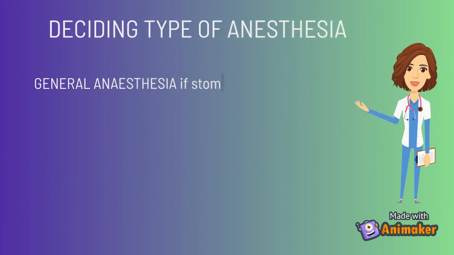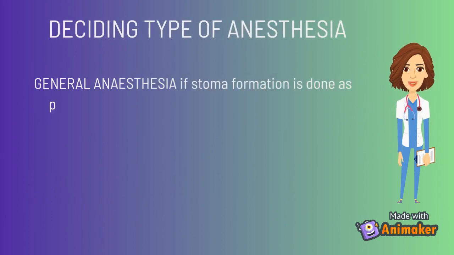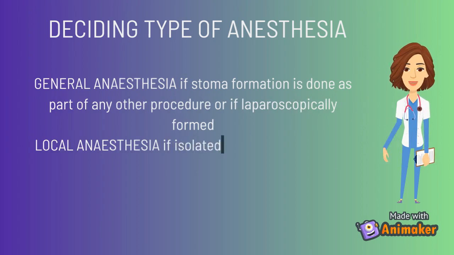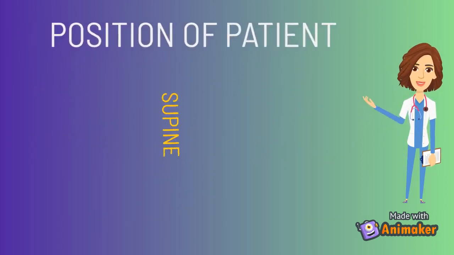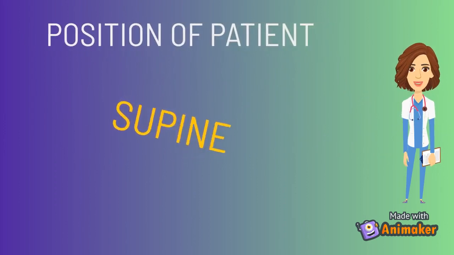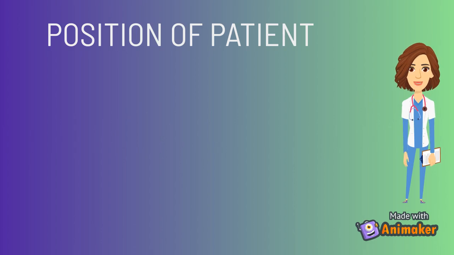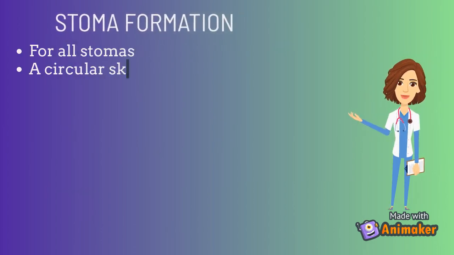Deciding the type of anesthesia. General anesthesia is given if the stoma formation is done as part of any other procedure or if laparoscopically formed. Local anesthesia is used if it is an isolated loop stoma formation. Let's discuss the steps of stoma formation.